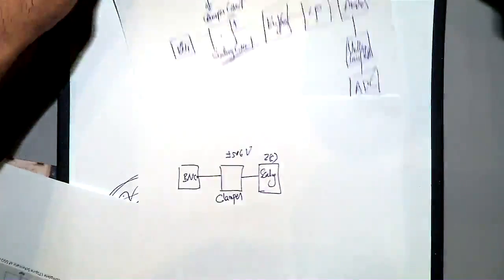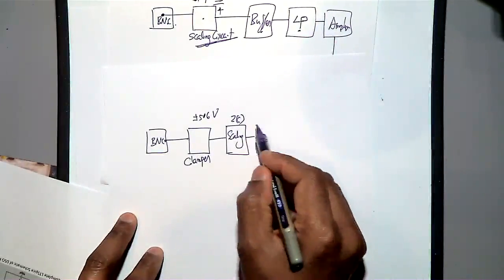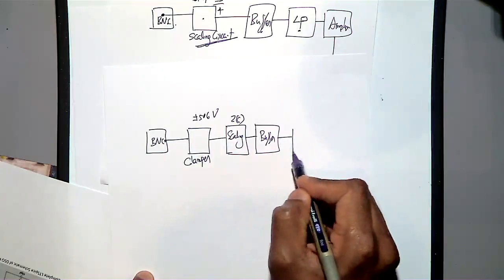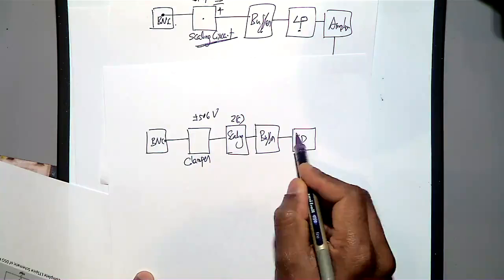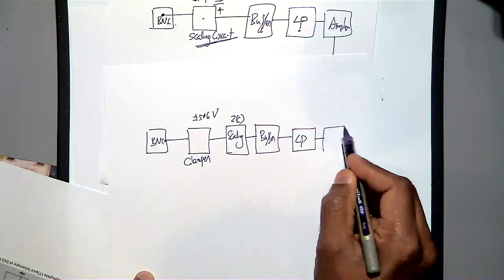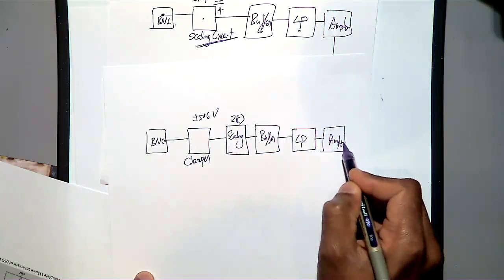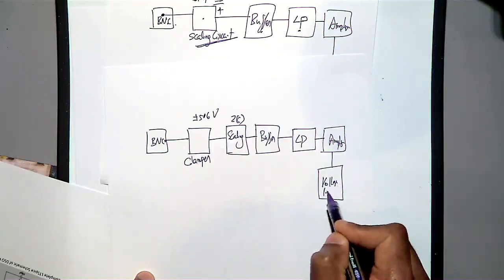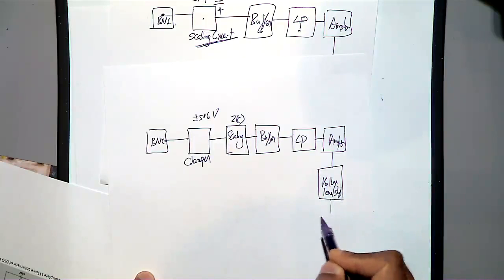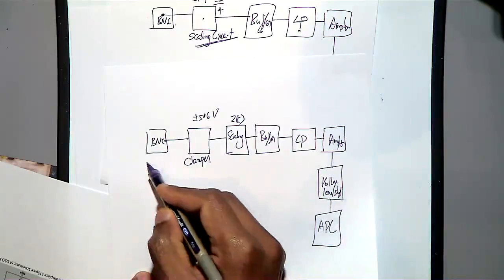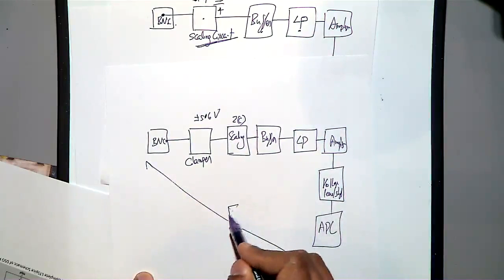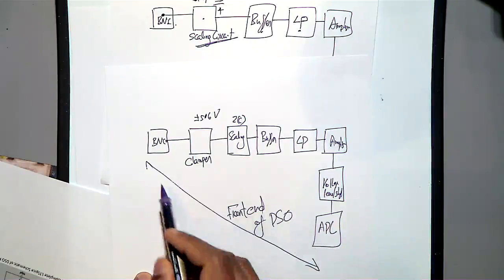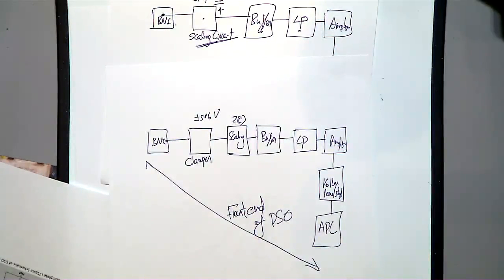Then we will connect a buffer, because this buffer will isolate. After the buffer, we will cut off all the low frequency so that only the required frequency goes through, and that only will be amplified, and then you have your voltage level shifter. Then you go to the ADC. All this part is called the front end, the front end of your DSO, up to the ADC.